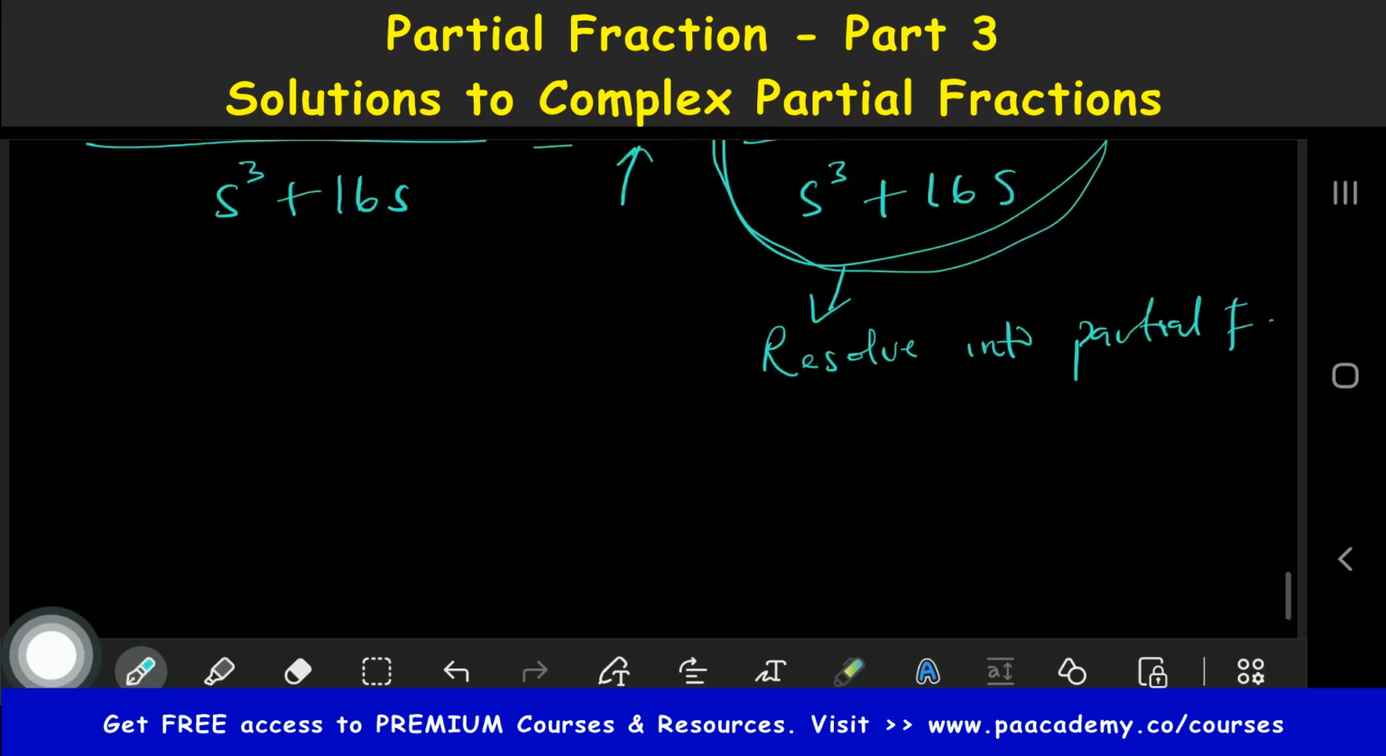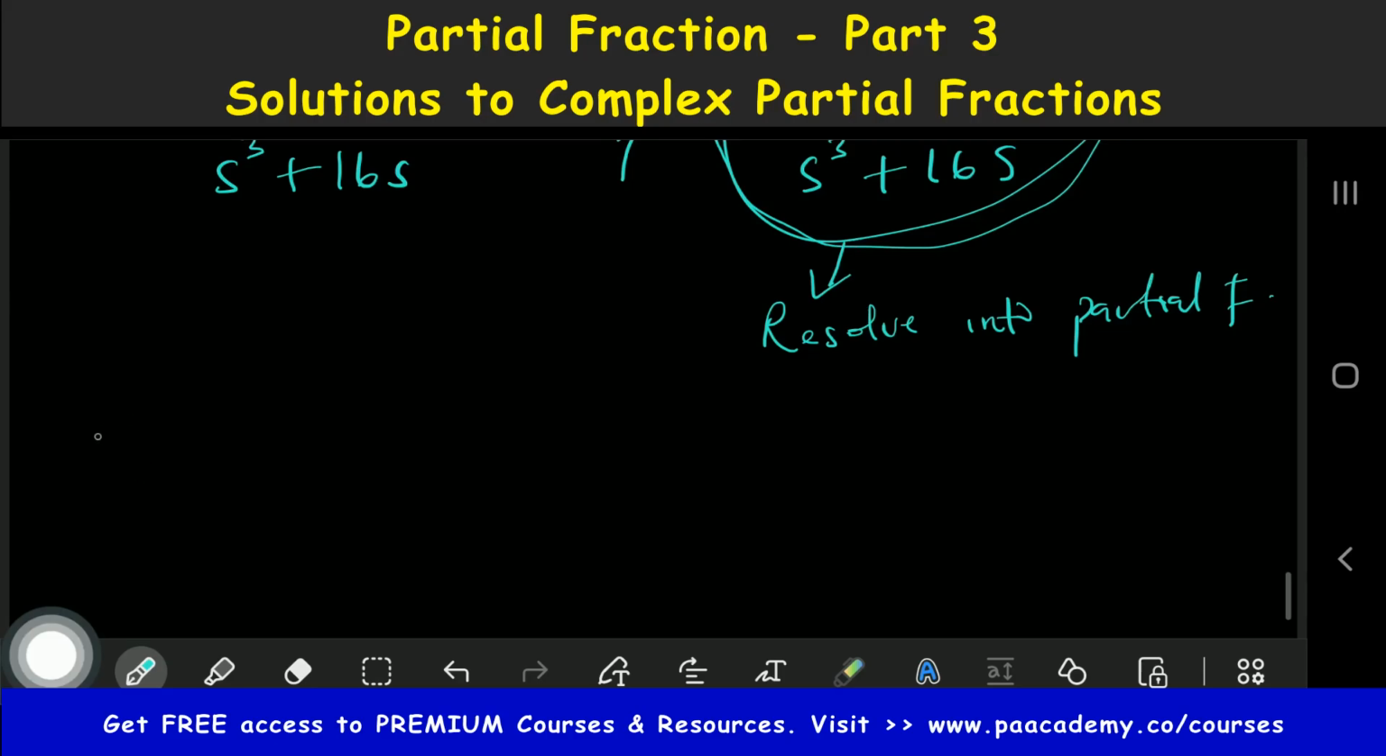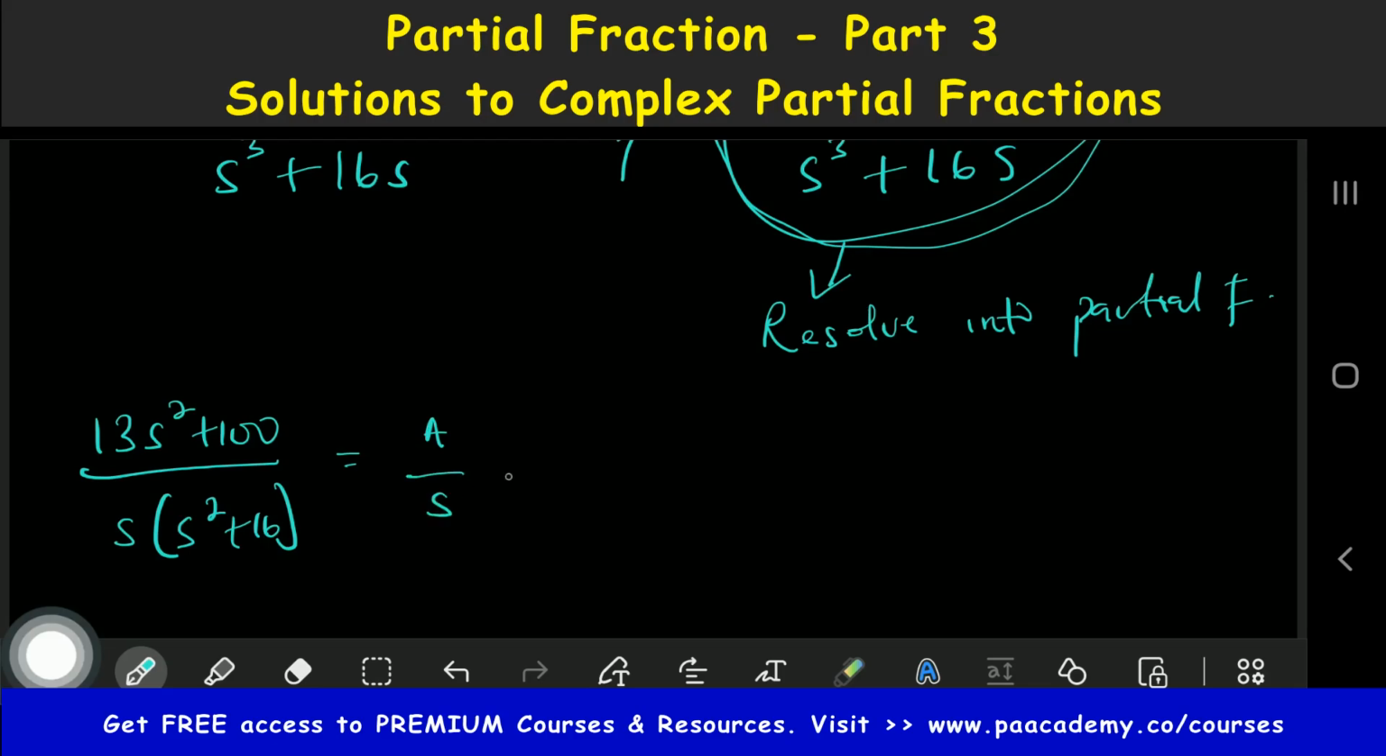So in doing that, we have 13s squared plus 100 over s, so we can put this like this, s into bracket s squared plus 16. So remember just the same way we did the previous examples. So now we are going to be having A over s plus Bs over s squared plus 16. All right, so take note of this part here. So that's going to be Bs.